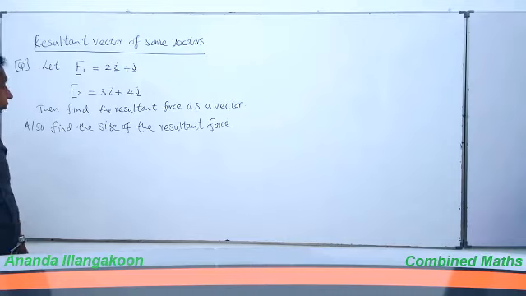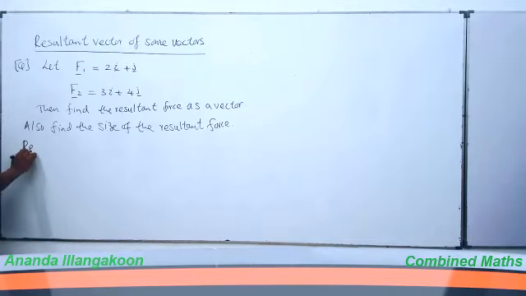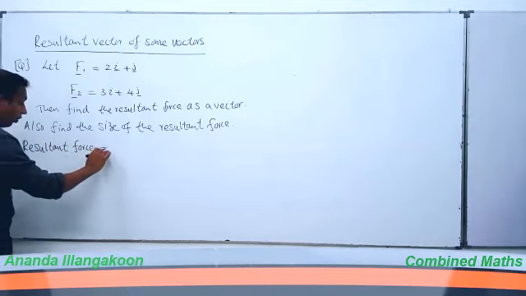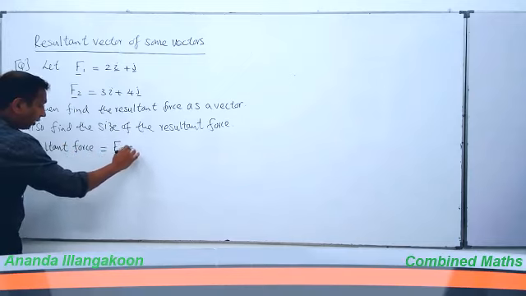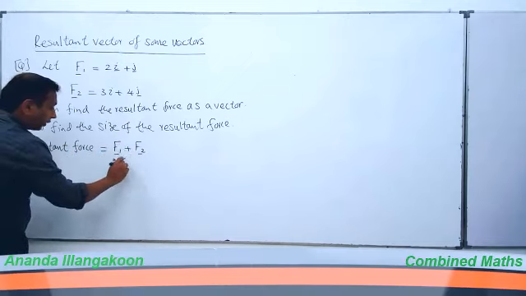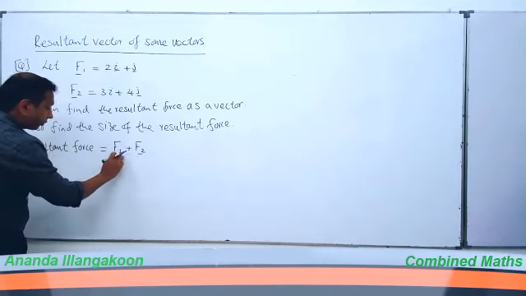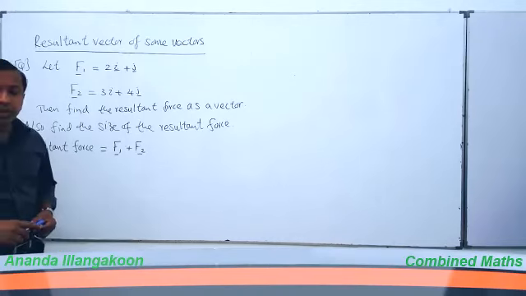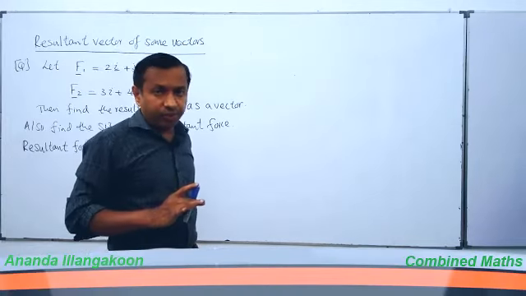We know, people. How do we find the resultant force? The resultant force is what, people? F1 plus F2. We have to add these two vectors. Right, people? Now, don't get confused in this case.